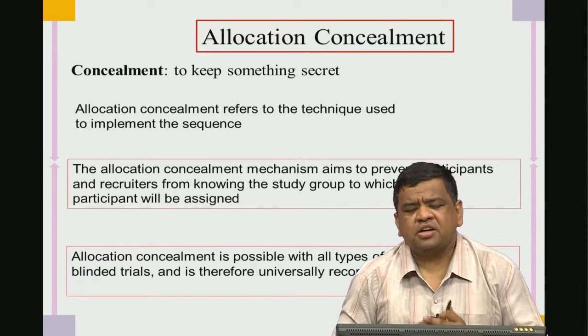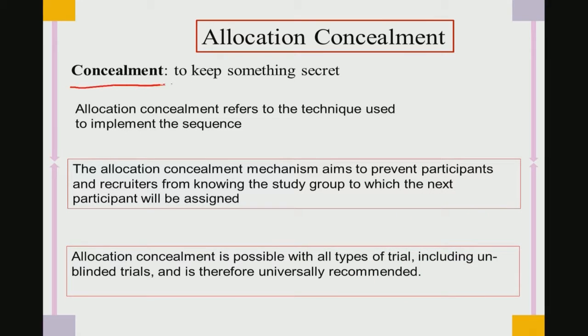The second one is allocation concealment. Concealment means to keep something secret. So, a patient is now allocated either a ceramic head or a metallic head. Now the patient would not know what femoral head composition he or she is getting.